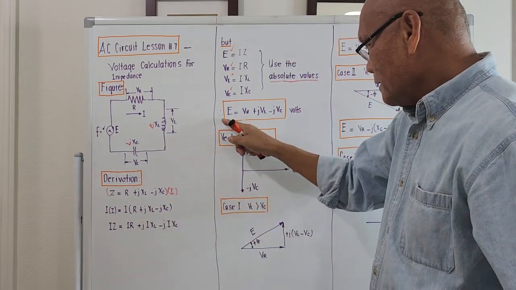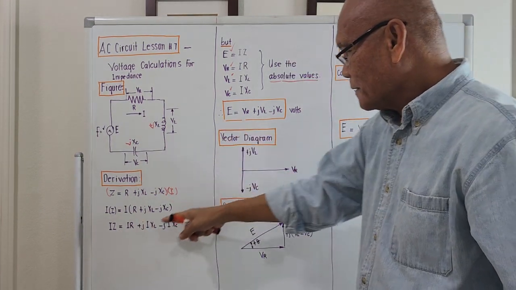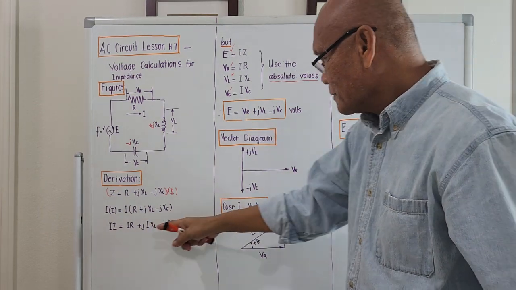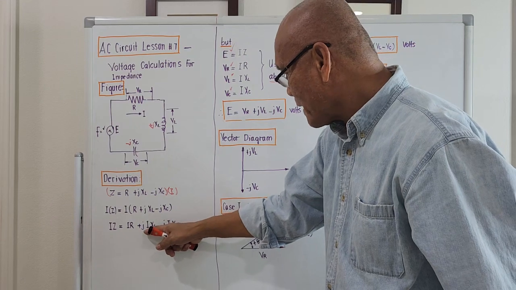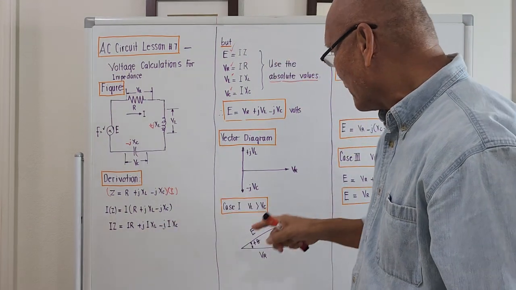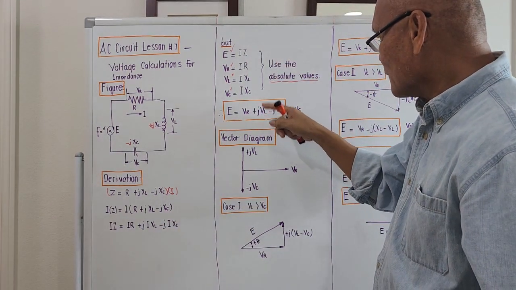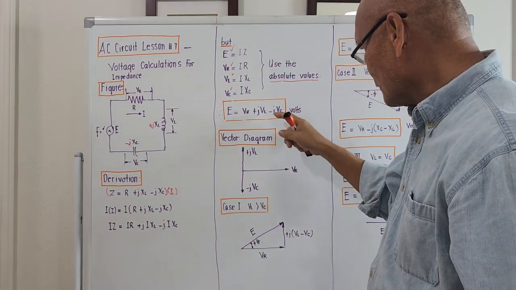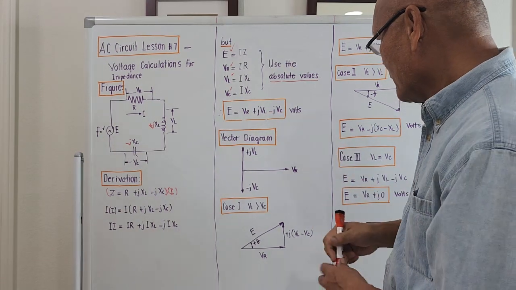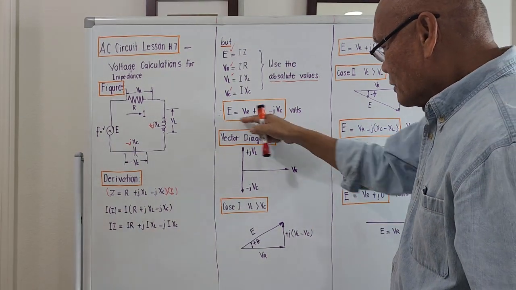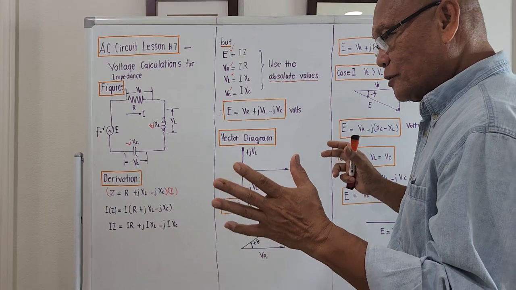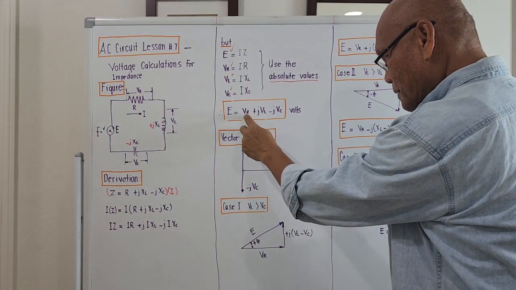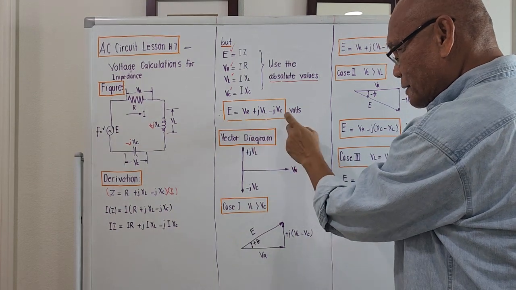I Z is actually E. The product I R is actually V sub R. The product I X sub L is actually V sub L, so this is plus j V sub L. And the product I X sub C is actually V sub C, so this is minus j V sub C. So this is now the so-called voltage source in terms of the voltage across the resistor, inductor, and capacitor.